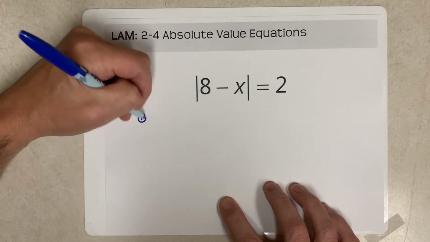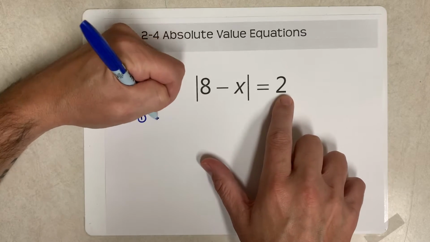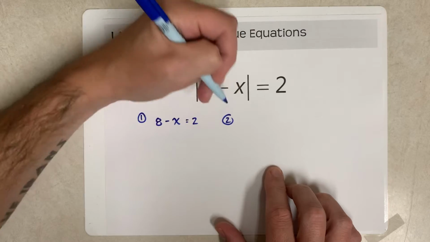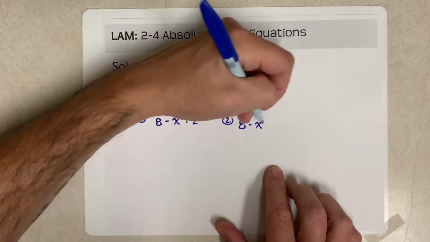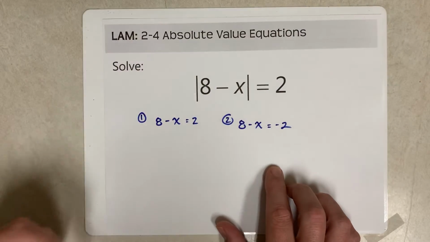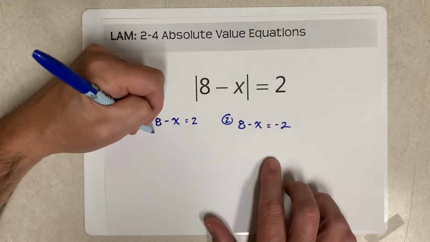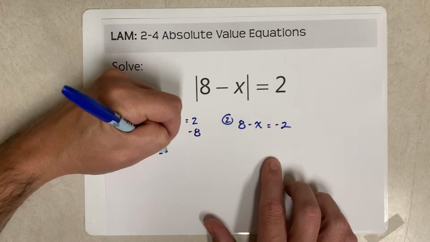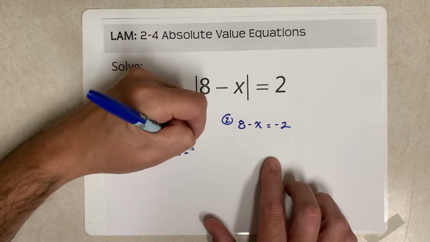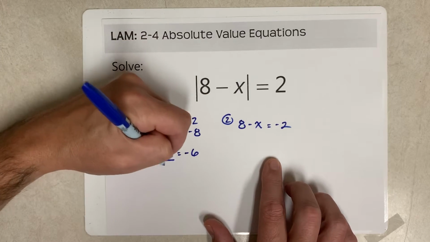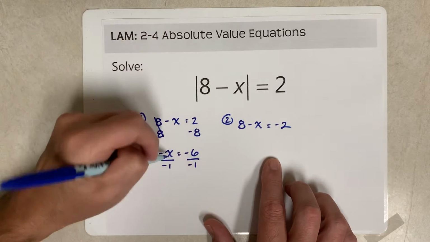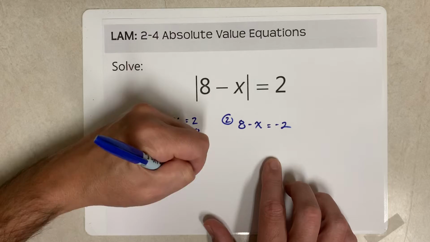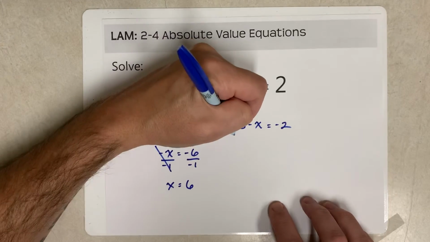Okay, so number 1, 8 minus x equals 2. And the second one, 8 minus x equals negative 2. All right, so we're going to go ahead and solve these. Minus 8, negative x is equal to, that would be negative 6. And now we just divide both sides by negative 1 to get rid of that negative in front of x. And x equals negative over negative is positive, positive 6.